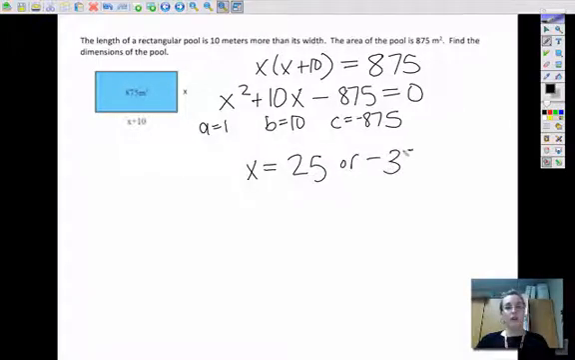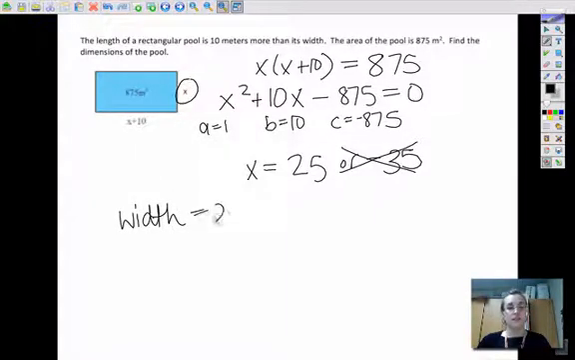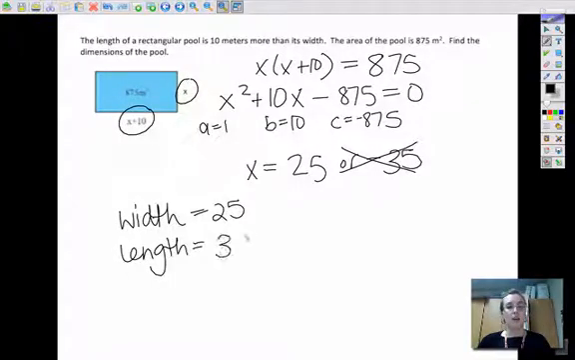or negative 35. And once again, we can't just leave this as our answer because remember we're talking about a pool. So is it possible for there to be a negative side length? No. So I'm not going to use this answer. The question is the dimensions of the pool. So I know that the width, which I used as x, could be 25. I know that the length is 10 more than the width, so that means that the length is 35. Okay?